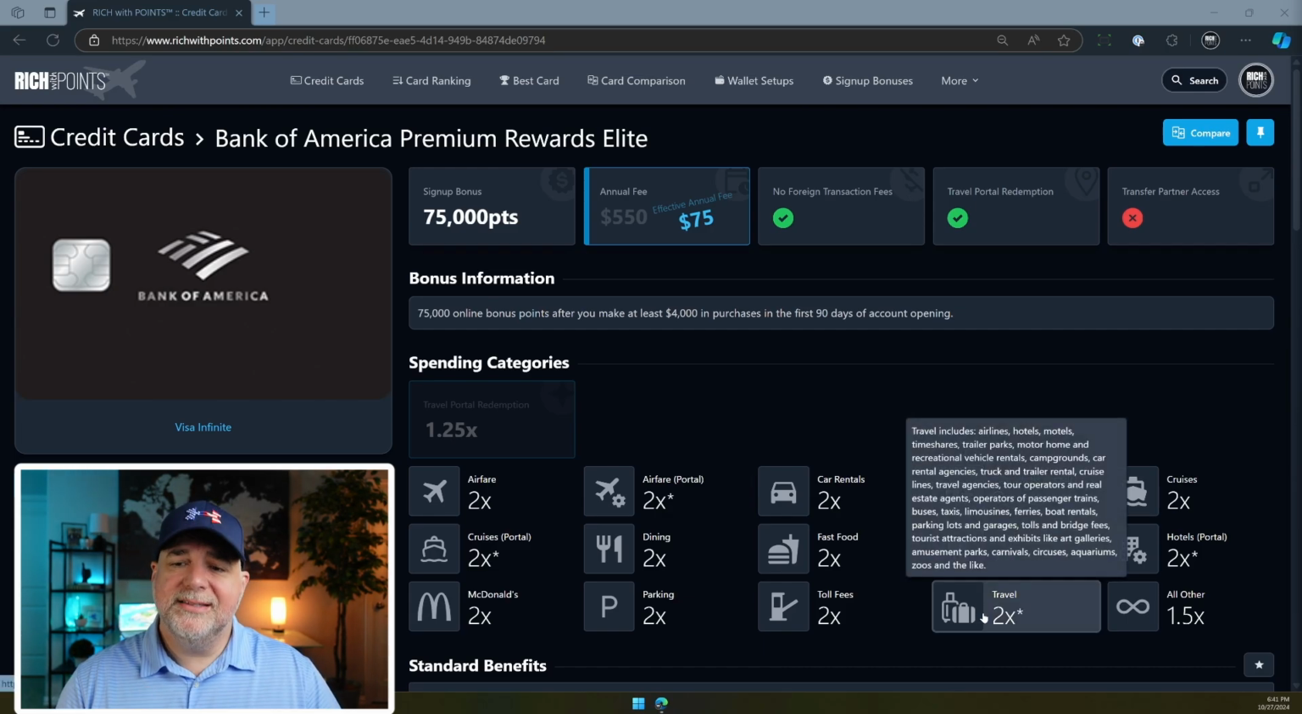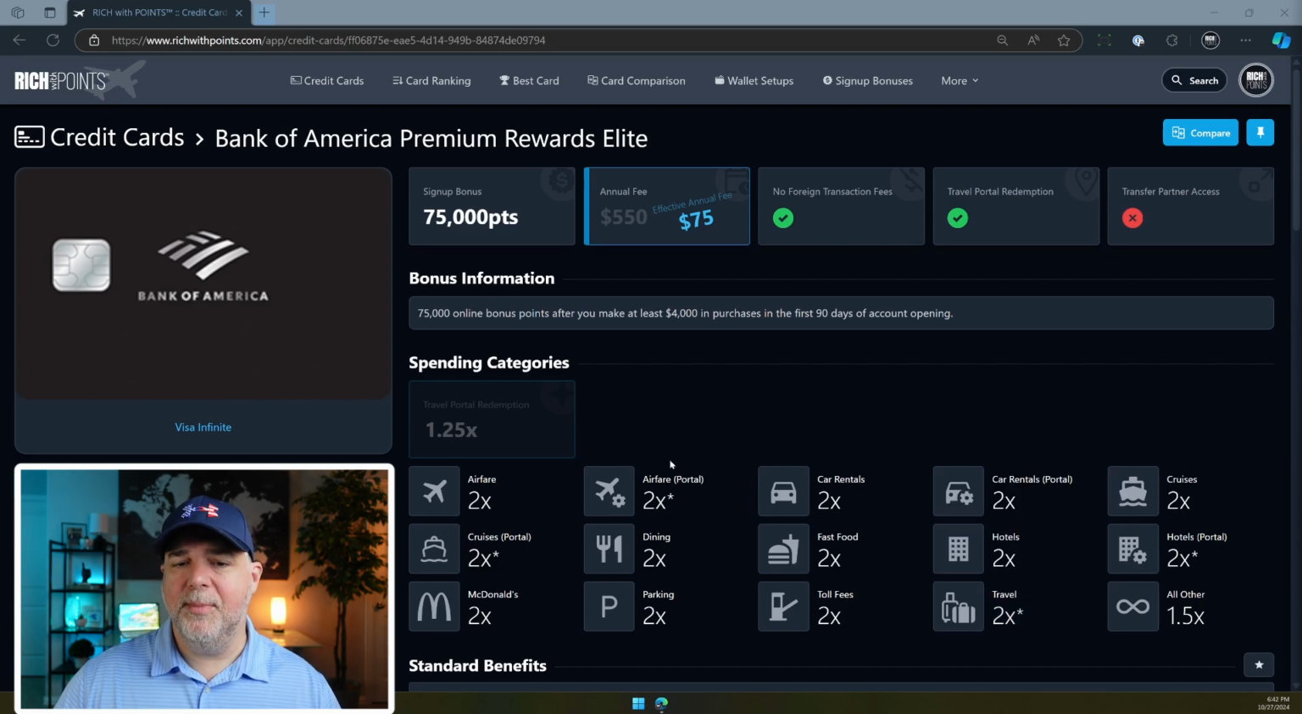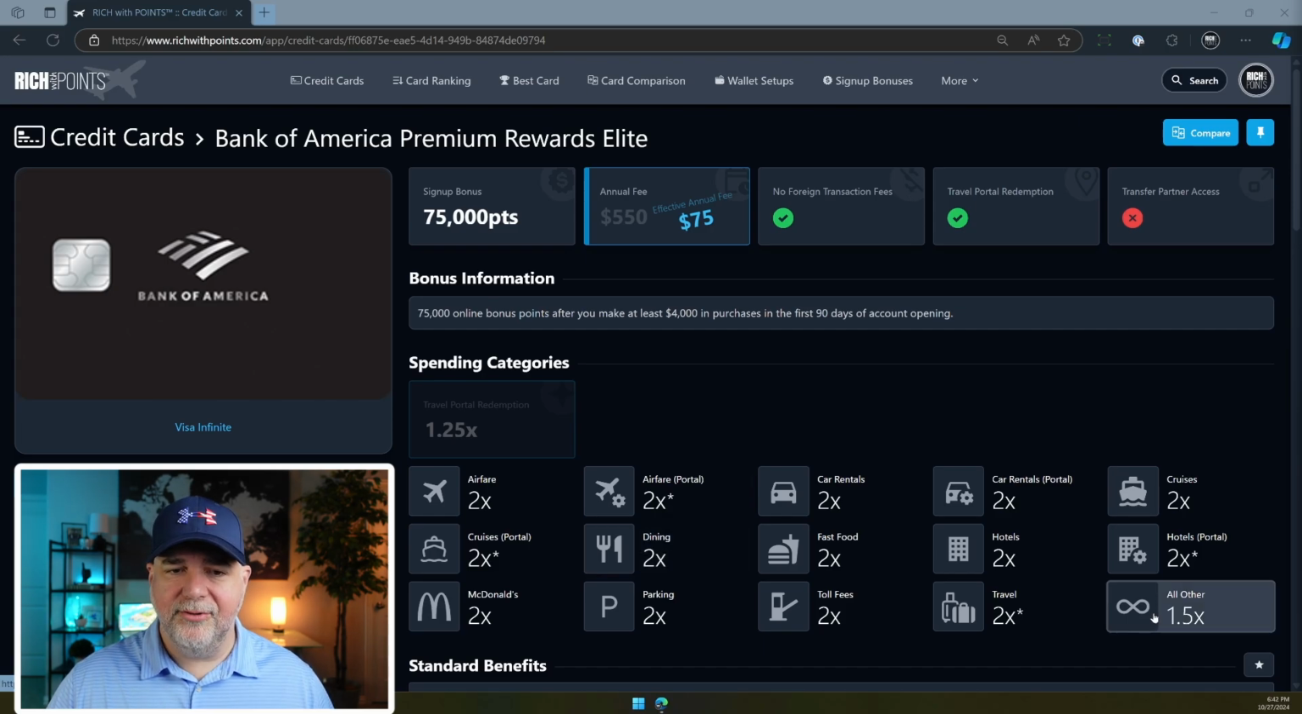Airlines, hotels, motels, timeshares, trailer parks, motorhome and recreational vehicle rentals, campgrounds, car rental agencies, truck and trailer rentals, cruise lines, travel agencies, tour operators and real estate agents. Okay. Operators of passenger trains, buses, taxis, limousines, ferries, boat rentals, parking lots and garages, tolls and bridge fees, tourist attractions and exhibits like art galleries, amusement parks, carnivals, circuses, aquariums, zoos, and the like. I mean, that's huge. So it covers a lot. Like I mentioned, dining, and then 1.5x on everything else.